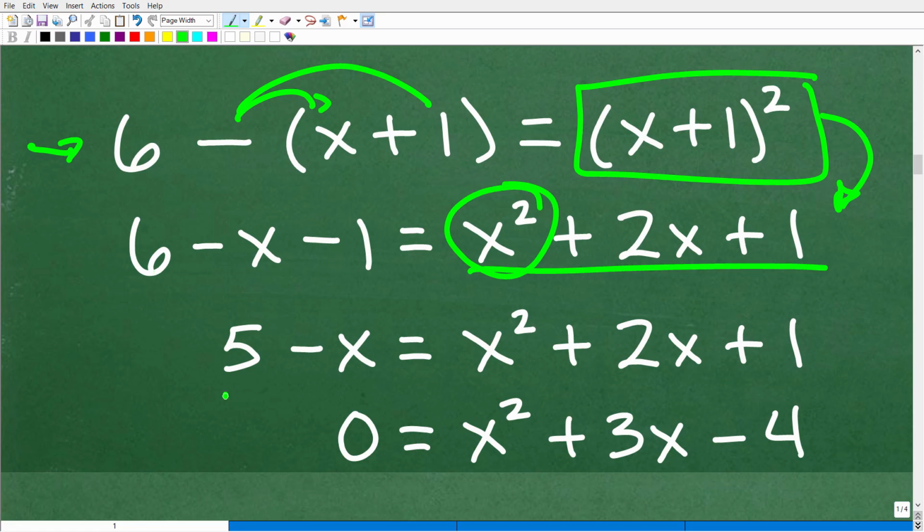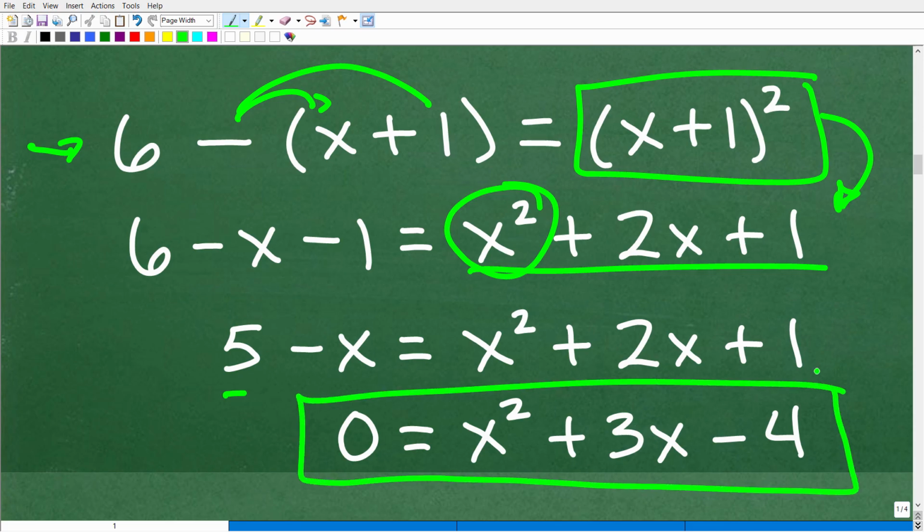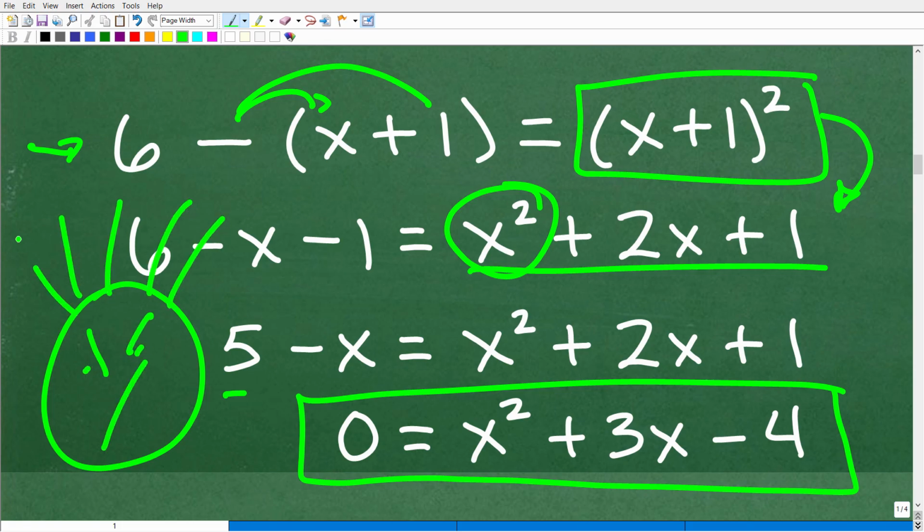So 6 minus 1 is 5, so we got 5 minus x. And then when I move the 5 and x over here to this side of the equation, I have 0 is equal to x squared plus 3x minus 4. Okay, some of you might be like, this is a reason why I hate algebra. There's so many steps. Well, listen, if you think this is a lot of work, wait till you get into calculus or pre-calculus. This is nothing. This is just a warm up, a nice little stretch, but no problem. Again, we're just taking a journey one step at a time. Okay, so now we have to solve this lovely quadratic equation, and that is what we're going to do next.